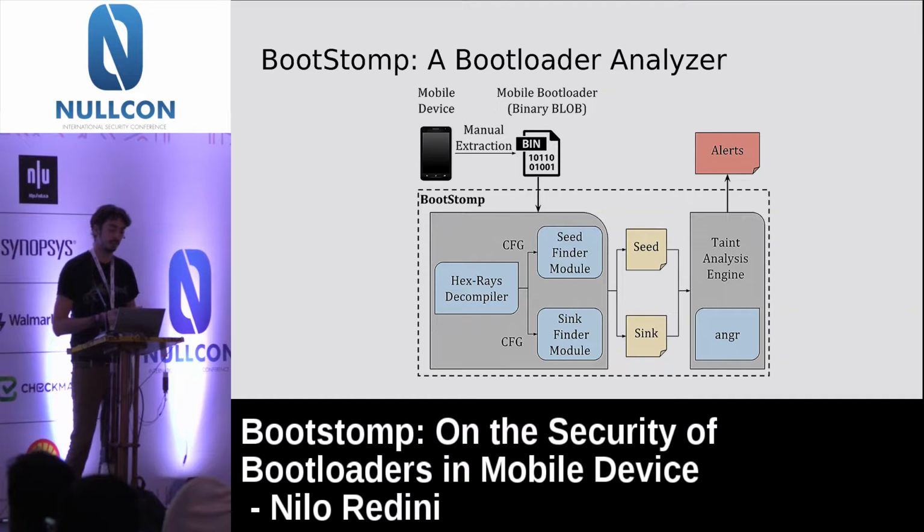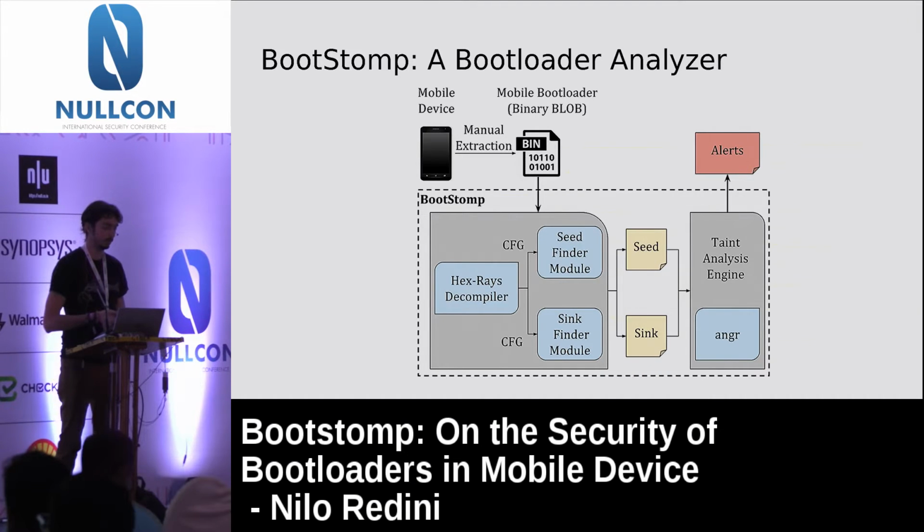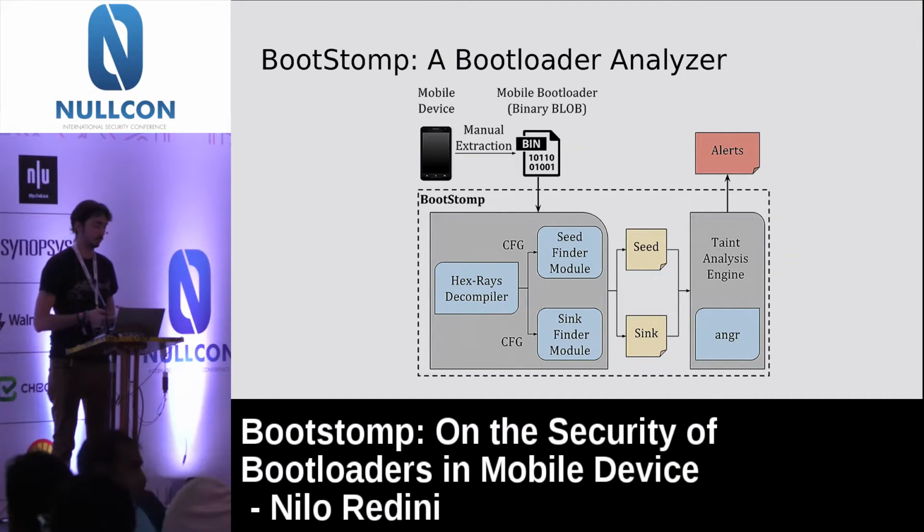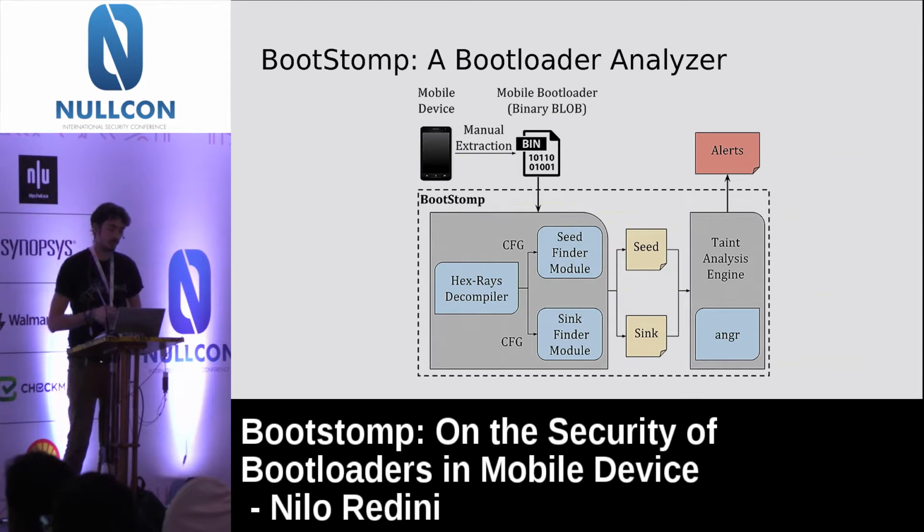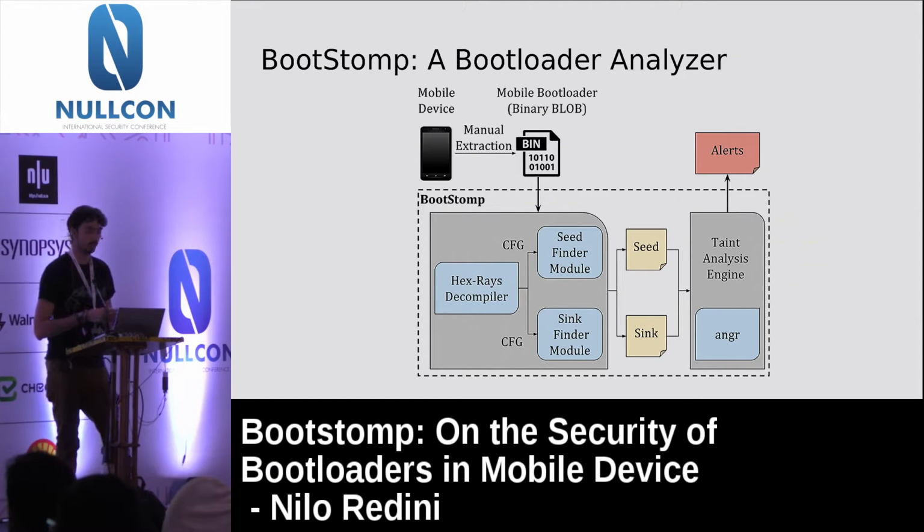The first part relies on the tool IDA Pro, and its purpose is to take the binary blob and find two different pieces of information, the seed of taint and the sink of taint. These two pieces of information are then passed on to the second part of our tool, which is completely based on angr, and we use this information in order to analyze them and produce alerts.